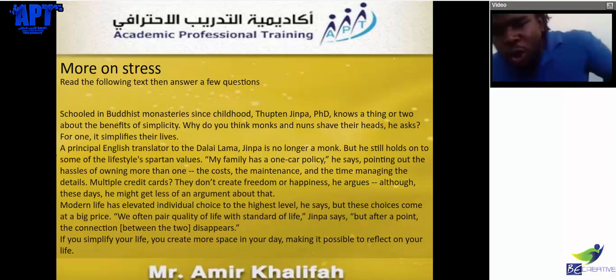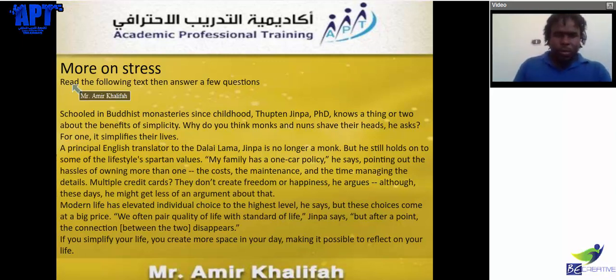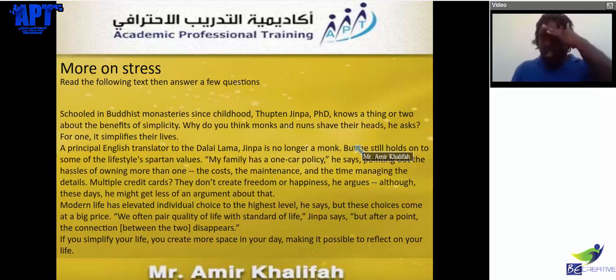Okay, so now let's read a little bit more on stress. Read the following text and then answer a few questions. Schooled in Buddhist monasteries since childhood, Thupten Jinpa, with a PhD, knows a thing or two about the benefits of simplicity. Simple. Okay? Why do you think monks and nuns shave their heads? He asked. For one, it simplifies their lives.